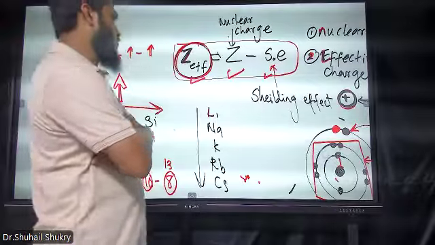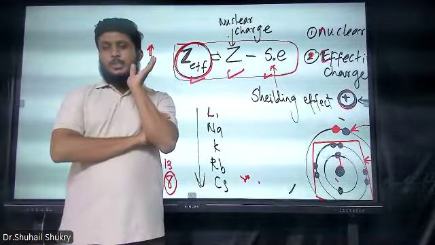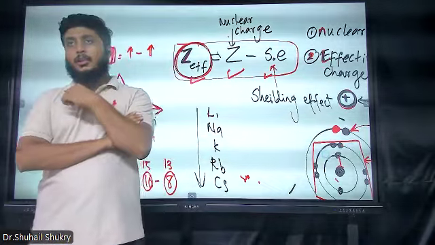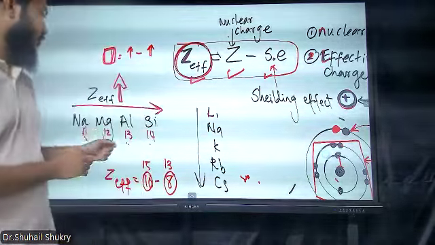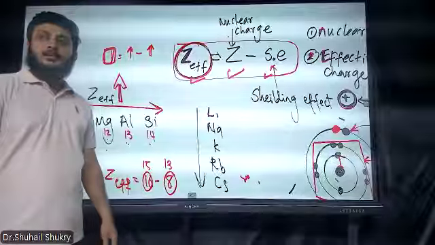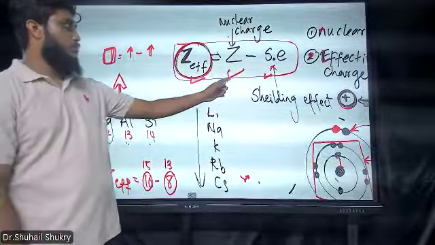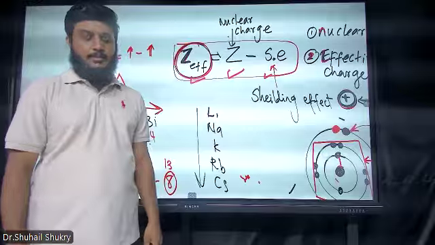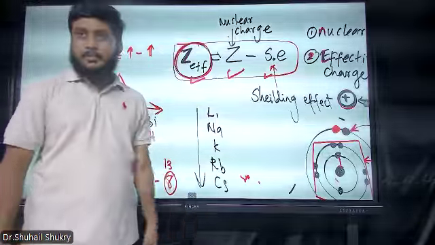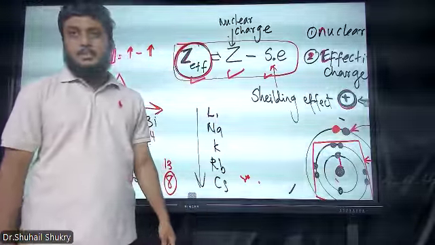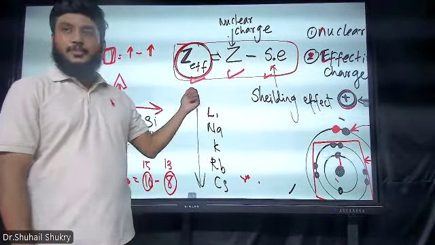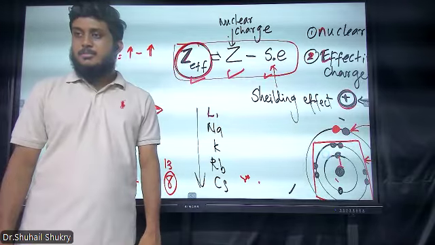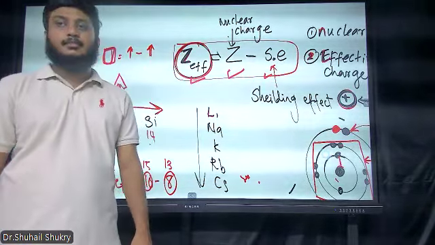So now you should write for the next one. When going down the group, nuclear charge will increase. Shielding effect will increase. Therefore, effective nuclear charge remains constant.